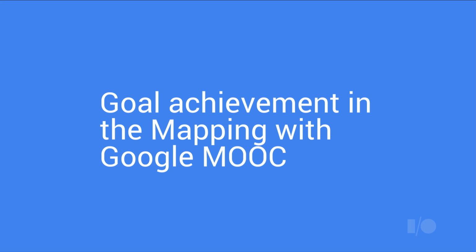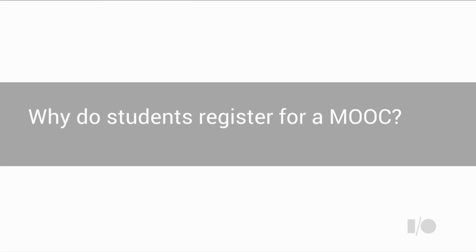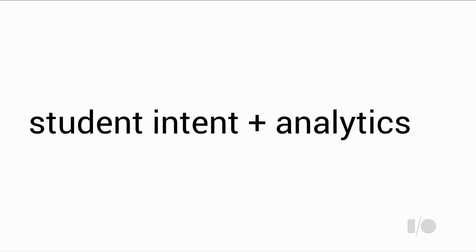And if you've read any press about MOOCs, you'll see people saying, MOOCs only have a 10% completion rate. That's really dismal. So we wanted to unpack what this really meant. In the Mapping with Google course, we had 40,000 registrants and about 20,000 active students from all around the world. And one of our first questions was, well, why do people register for MOOCs? There are lots of different reasons. Our research has differed from other people's research in that we're combining students' intent. We're actually asking them, why are they coming to a MOOC?